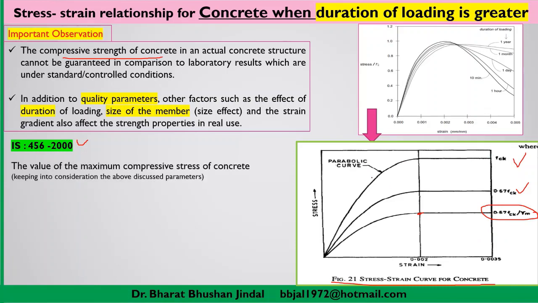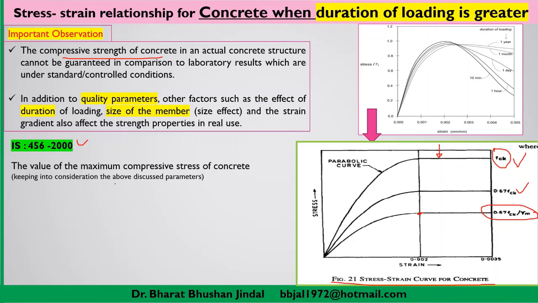Now this curve will give you the value of fck, the characteristic strength of the concrete. That means this is the relationship between the stress and the strain when characteristic strength is taken into consideration. So it is very clear that this curve belongs to the results obtained in laboratory testing of concrete cubes. What will be the value of maximum compressive stress of concrete? If you get this value after applying the statistical parameters, you get the value of fck.